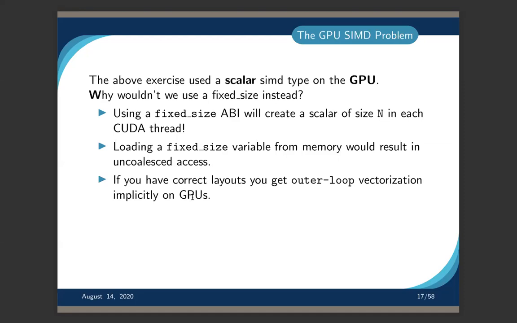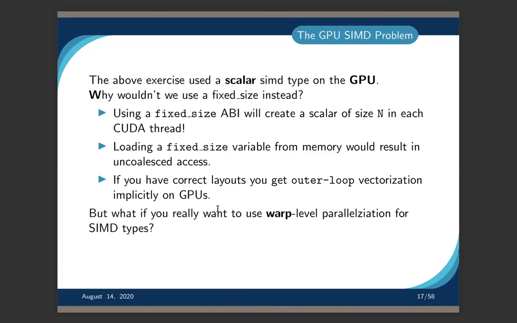On top of it, in normal code with scalar stuff, if you use the correct layouts, you already get outer loop vectorization. In the code above, if you had the original code for the outer loop vectorization, and A is laid out as layout left, as we have by default, then you already have outer loop vectorization. A warp already accesses consecutive elements. So there isn't really anything to be gained.